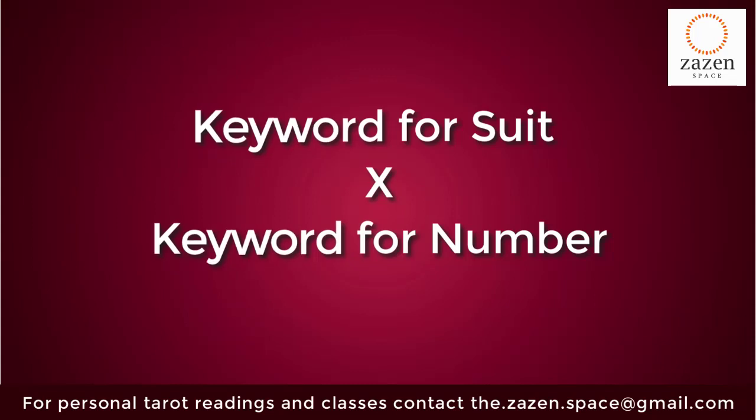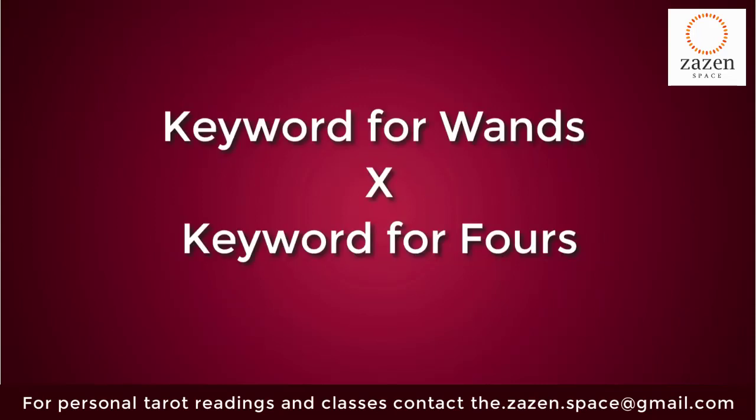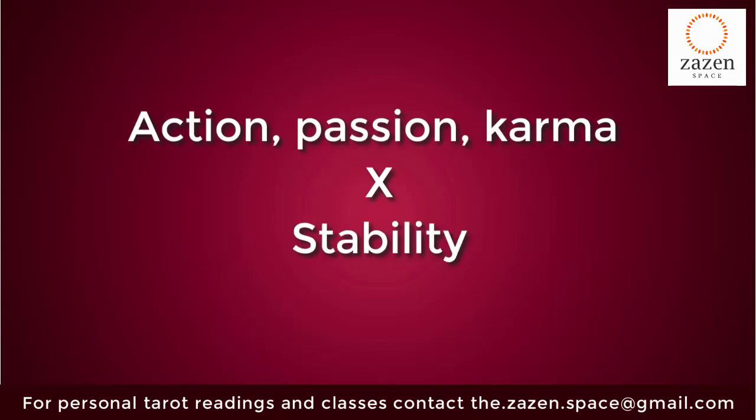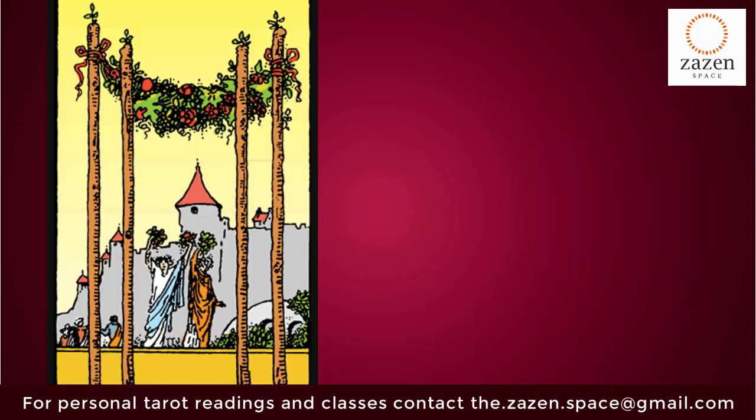So here what are we multiplying? We are multiplying the keyword for fours, stability, with the keyword for wands, that is fire, work, action, passion, karma. So what happens when we have seen the progress in the Ace of Wands, 2 of Wands, 3 of Wands, comes into 4 of Wands, and these two things are multiplied? We see stability with respect to work. So whatever energy we had put into our karma, our action, obviously when you put energy into something, you're passionate about it, that is why you put energy into it. So whatever energy had been put into that has now borne fruit.